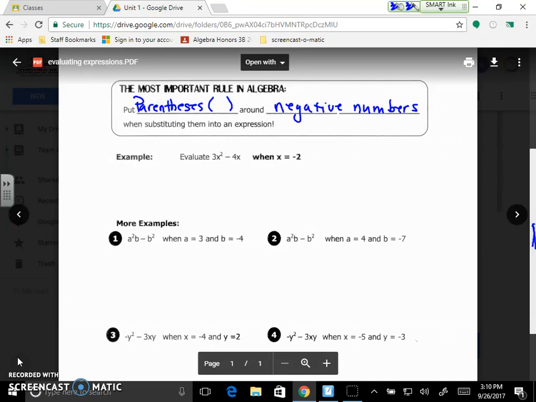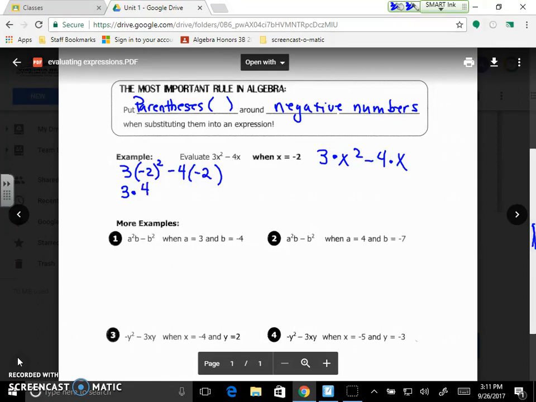Okay, all right, so this one says evaluate 3 times x squared minus 4x. So it's really 3 times x squared minus 4 times x. Now let's substitute in. So we have 3 times, well, x is negative 2. And negative 2 is going to be squared minus 4 times negative 2. So let's do our exponent first. Now we have 3 times, well, negative 2 squared means negative 2 times negative 2. That would give you 4.